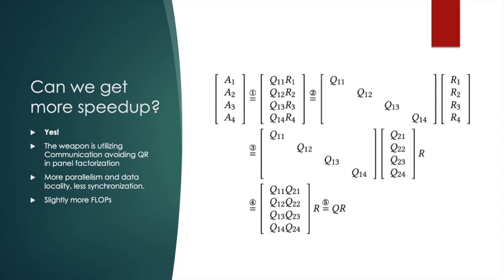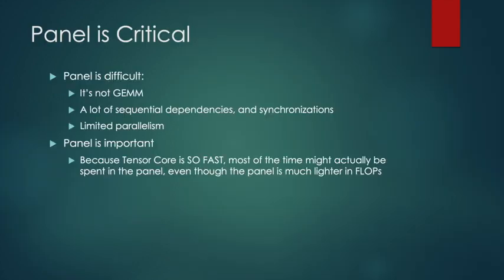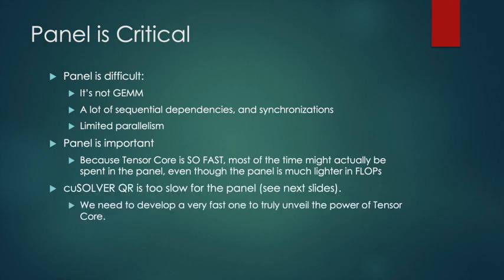Theoretically, CAQR can be executed on GPU very efficiently because of more parallelism, data locality, and less synchronization, but the number of flops is slightly larger. Another thing to be considered is the implementation of the panel, because the panel is difficult and important. The limited parallelism prevents the panel from being very fast, although the flops are not as many as GEMMs. Because the tensor core is extremely fast, most of the time might actually be spent in the panel. However, the cuSOLVER QR is too slow for the panel. We need our own fast panel to unveil the power of tensor core.